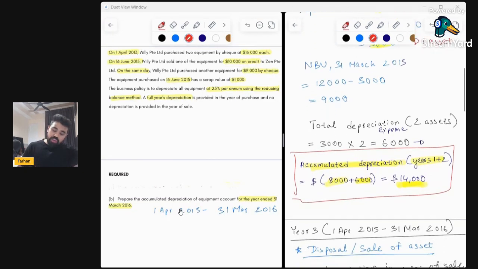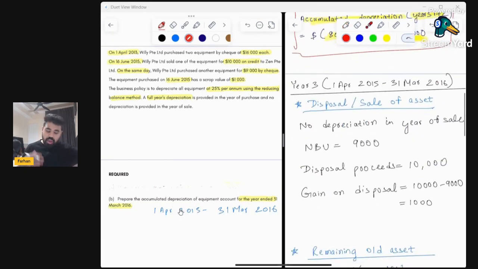Now we are moving to the third year. The third year will start on 1 April 2015 and end on 31 March 2016, which is mainly the financial year of concern for this question that we are solving, the ledger account which we are preparing for the 12 months starting 1 April 2015 and ending 31 March 2016. First of all, we have to look into all the events in chronological order that happened during this financial year.